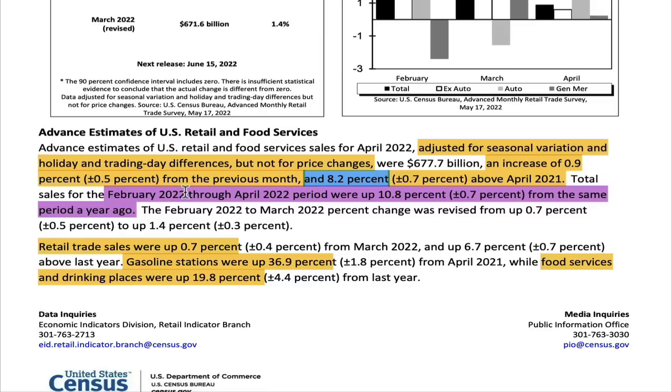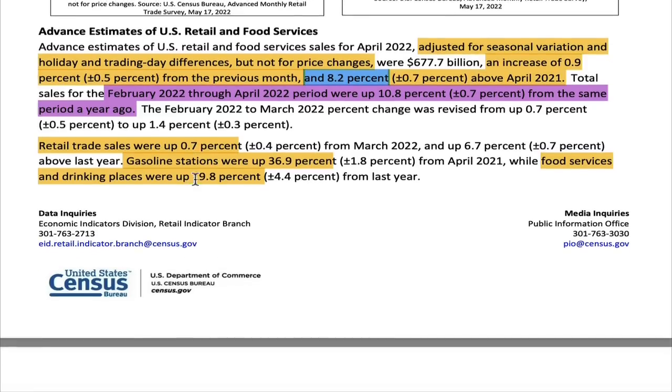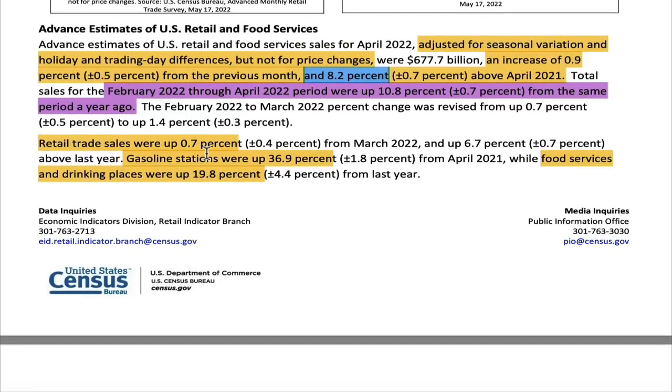Total sales for February 2022 through April 2022, they're just using a 3-month period here, are up 10.8% from the same period a year ago. So some extra momentum in the 3-month period from February to April. April over April was 8.2, and this 3-month period is up 10.8. Retail trade sales up 0.7%. Gasoline stations were up 36.9%. And we'll compare that with the price increase in gas. That's pretty much in line with the price increase in gas.